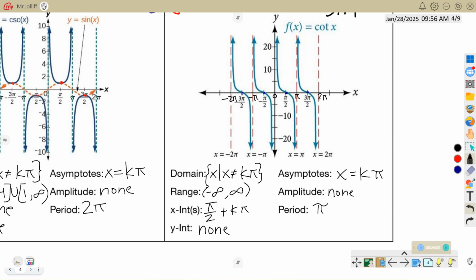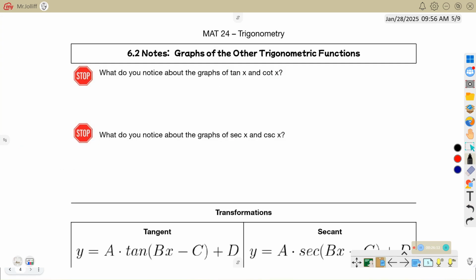Okay. Deep breath. On the next page, I want you to take a couple minutes to identify your noticings about the graphs of tangent and cotangent for that first question, and then the graphs of secant and cosecant. How are they similar? How are they different? I'm going to put a couple minutes on the clock. Person facing the board and the chair facing the board, you are the discussion leader. How are those graphs similar and different?